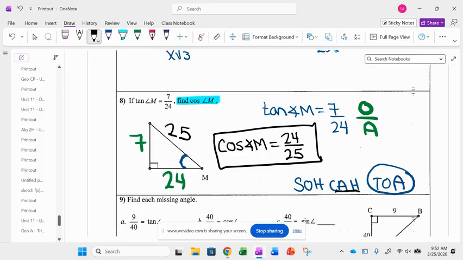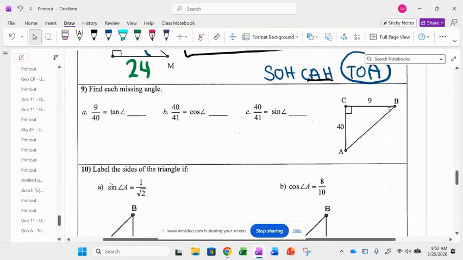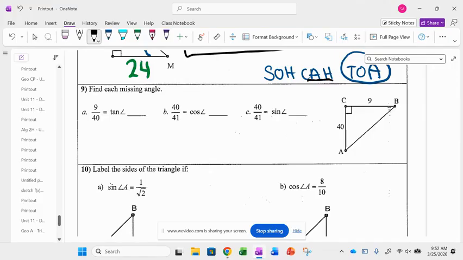All right, let's keep going. Number 9, find each missing angle. So I'm going to look at the triangle first, and I'm going to notice it's another triple. 9, 40, what? 41.